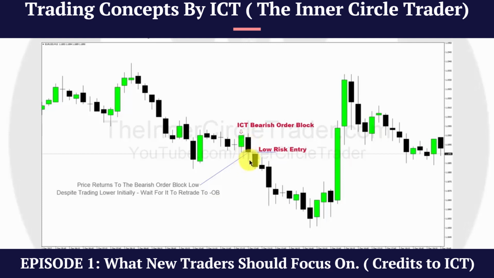Well, this very next candle, if you read the annotations on the chart here, price actually returns back to the bearish order block low. Okay, in other words, the low of this candle right here, price is returning back to it. Right at the time of this candle's close, it hits that low. At that time, that's a low risk entry. Despite trading lower initially, we can wait for price to retrade back to the order block to get in if we know what we're looking for. So this retrade back to the bearish order block is a low risk entry point.